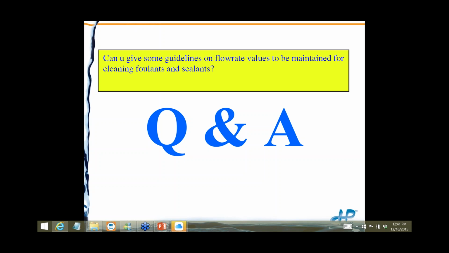Can you give some guidelines on flow rate values to be maintained for cleaning foulants and scalants? I'll try to do it in 1 minute. We recommend that you start out low flow, like 10 gallons a minute per 8-inch pressure vessel, divide by 4 for 4-inch pressure vessels, and do that for 5 to 15 minutes, and then go up to 20 gallons a minute per 8-inch pressure vessel for 5 to 15 minutes, and then if you can, go to 30 gallons a minute.